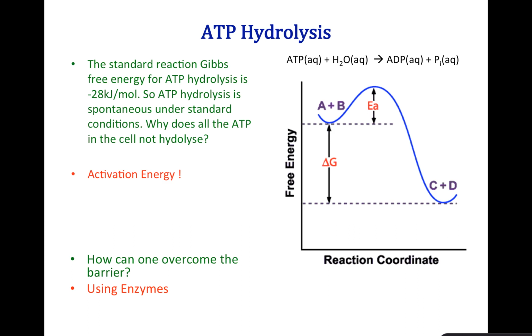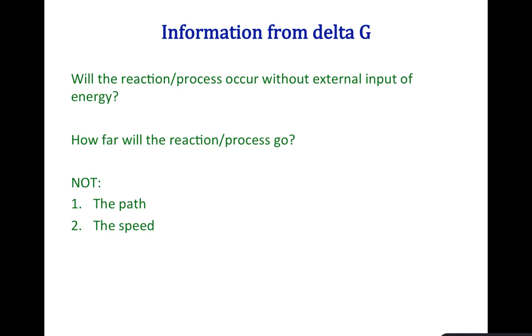The example of ATP here gives us some important information. The information that you can get from delta G is, one, whether the reaction will occur without external input of energy, and how far the reaction will go. However, delta G does not tell you the path that the reaction will take because delta G is a state function. It does not depend on the path. And secondly, it will not tell you about the speed of the reaction. This comes from kinetics, which Daniel will cover in another lecture.